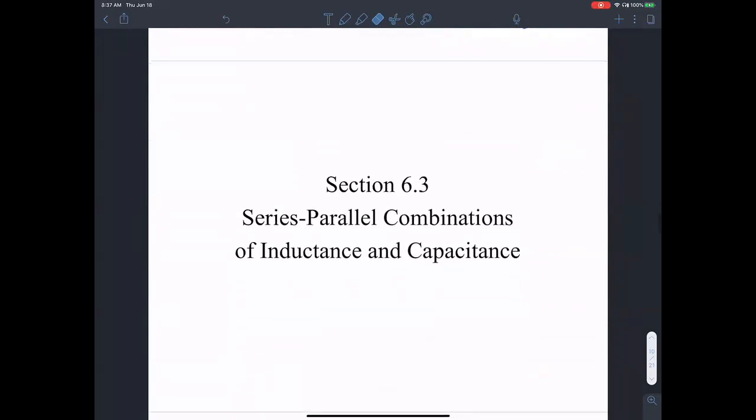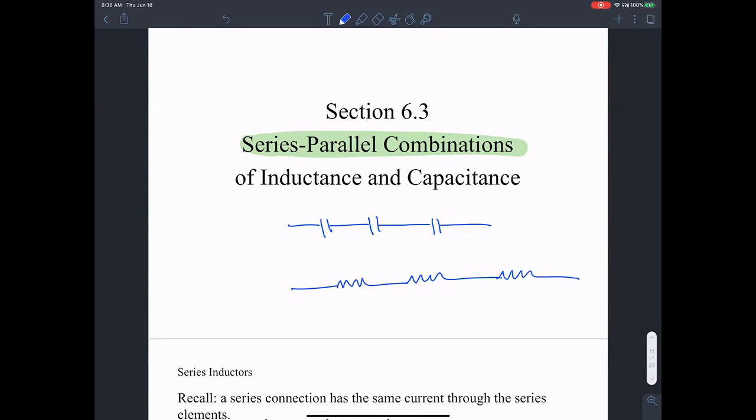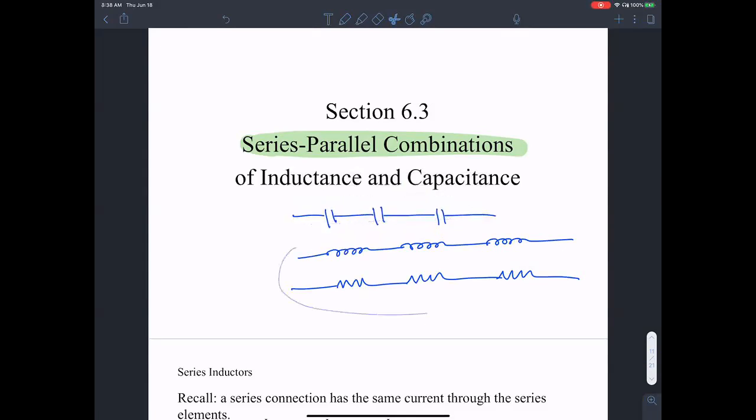Now, a very interesting, very simple concept here. What happens when you put capacitors in parallel or inductors in parallel or series? Earlier, we investigated the idea of having a bunch of resistors in series. Now we want to understand what happens if I put inductors in series and capacitors in series. What happens when you put inductors in parallel and capacitors in parallel?